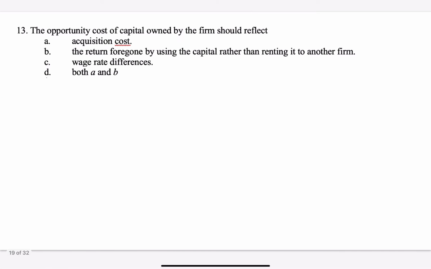The opportunity cost of capital owned by the firm should reflect the return foregone by using the capital rather than renting it to another firm.